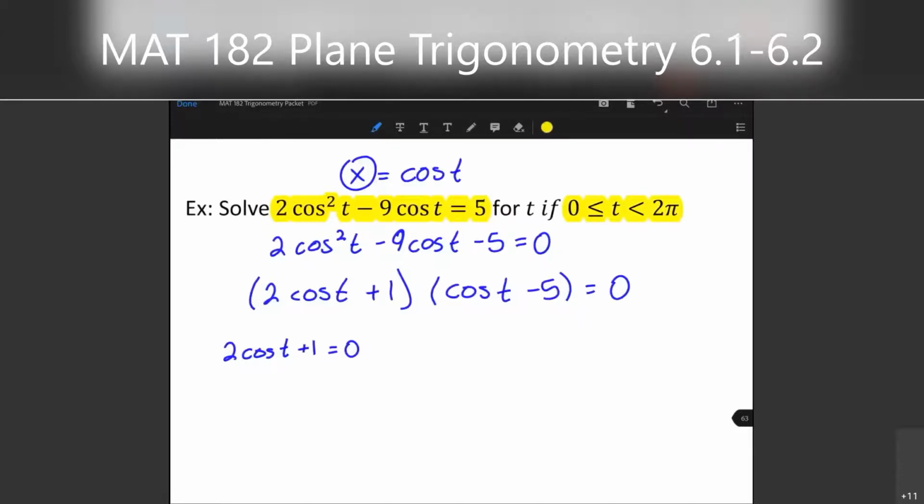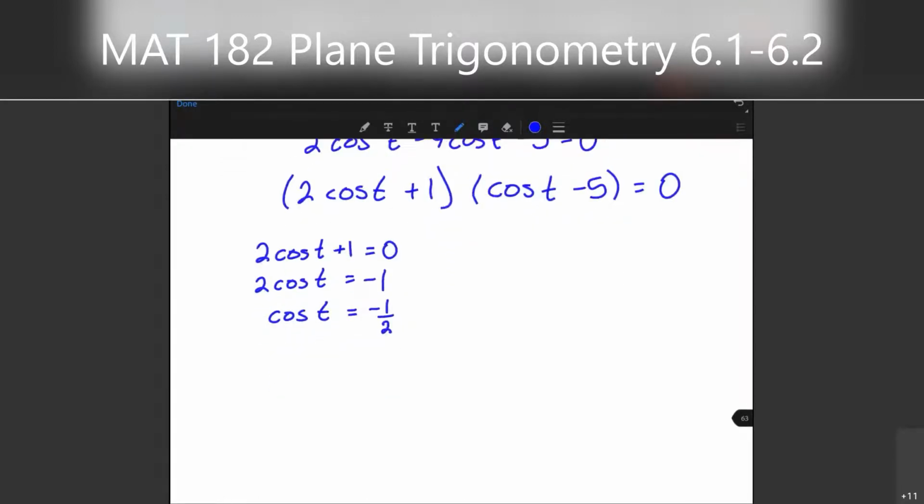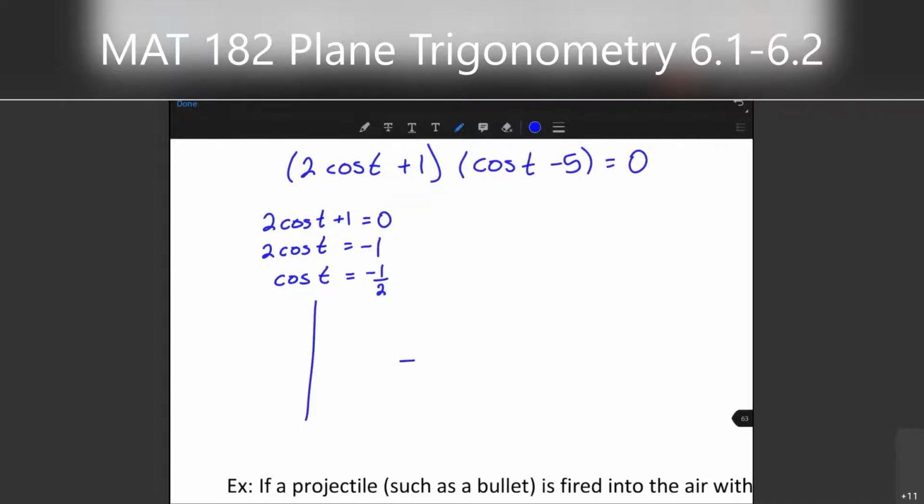So let's consider that one. We're going to set, again, the cosine t equal to some constant. So we have 2 cosine t equals negative 1, or cosine t is equal to negative 1/2. Okay, so let's consider now, where would we find an angle that gives us a cosine of negative 1/2? Where would that angle be?